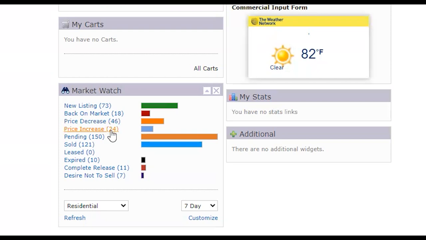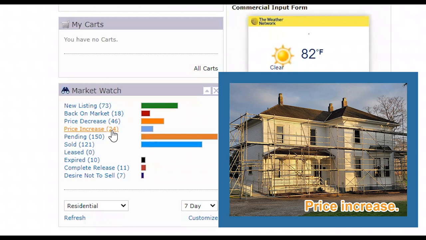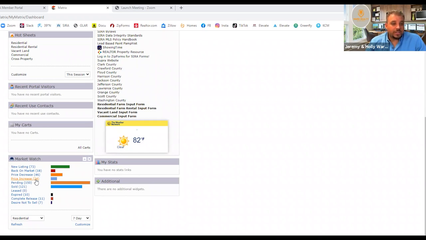The next column would be price increases. A lot of this could be new construction. Somebody's decided to add some more features, so they've had to raise the price. Maybe materials have gone up, and they've had to increase the price from when they started. There's several reasons that could happen. But of the active listings that we have out there, which is right around 400 right now, about a month of active inventory, we've had 24 of them increase.